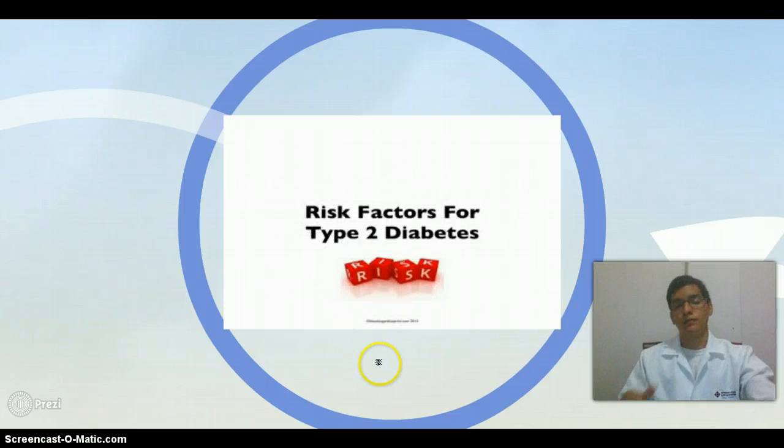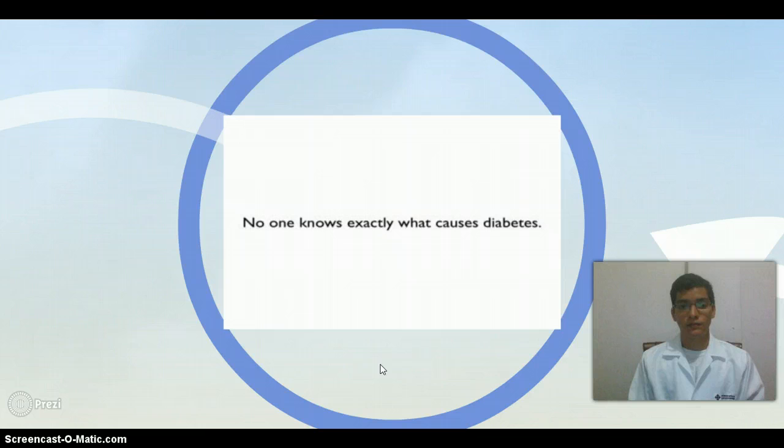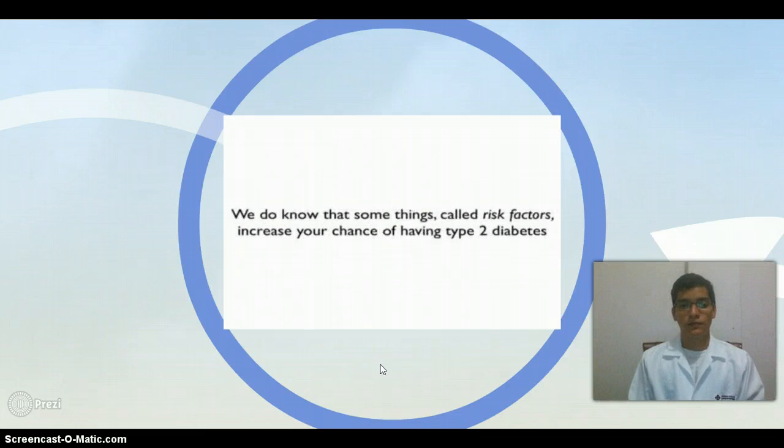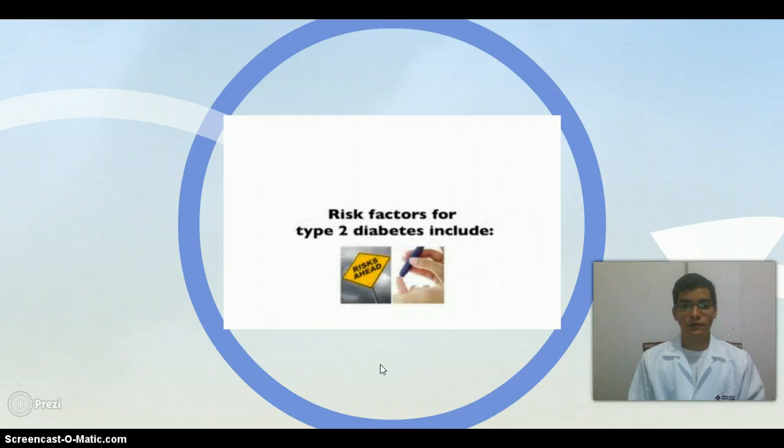Hey folks, it's Dan Solomon with thebloodsugarblueprint.com coming at you with another session of our diabetes information series. Today we're going to talk about risk factors for type 2 diabetes. No one knows exactly what the cause of diabetes is, but we do know some things called risk factors, which actually increase your chance of having type 2 diabetes.